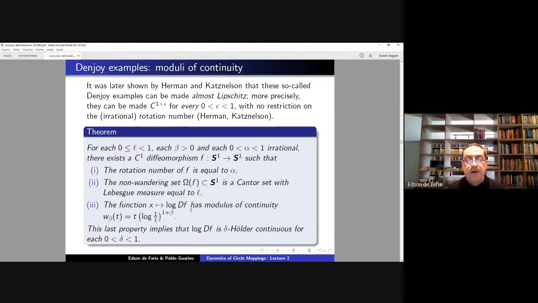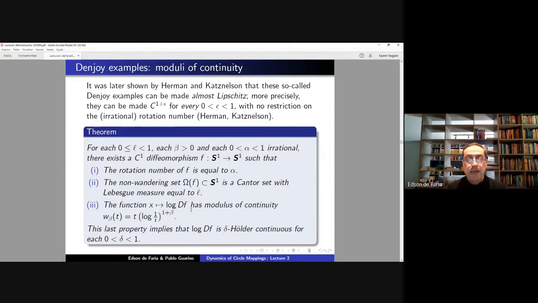And finally, the logarithm of the derivative is a function which has this strange modulus of continuity W sub beta equal to t times the logarithm of 1 over t raised to the power 1 plus beta, okay, where beta is this positive number that was given. And with this property, it's an easy exercise to show that this modulus of continuity is stronger than Holder for every Holder exponent between 0 and 1. So these examples are actually delta-Holder continuous for every delta between 0 and 1, okay?